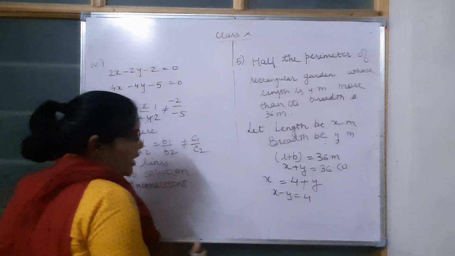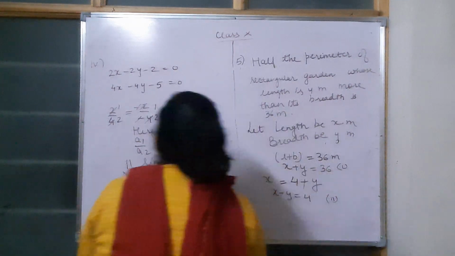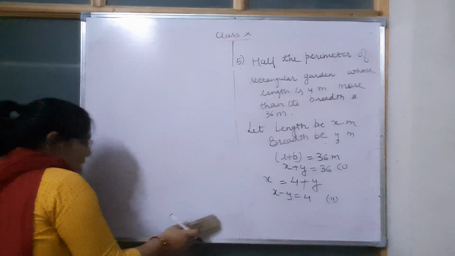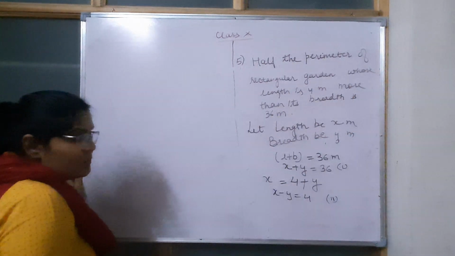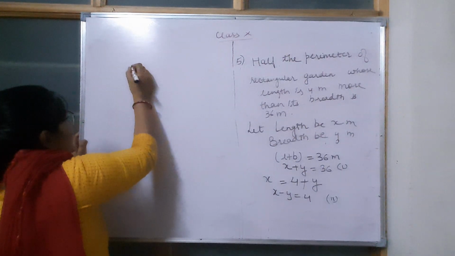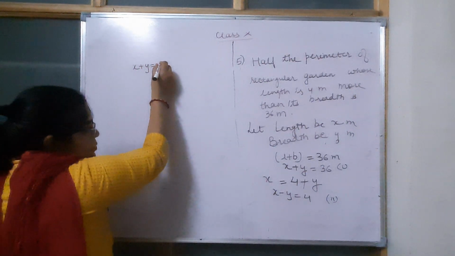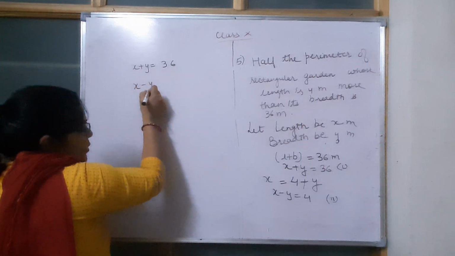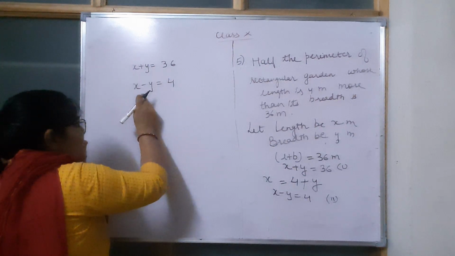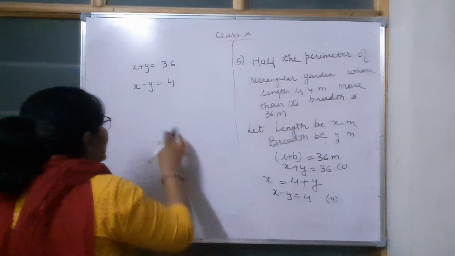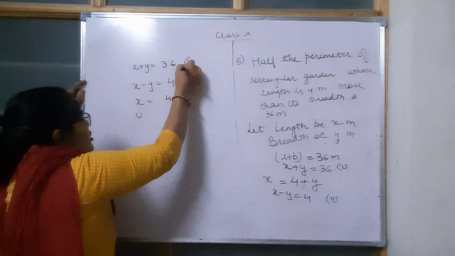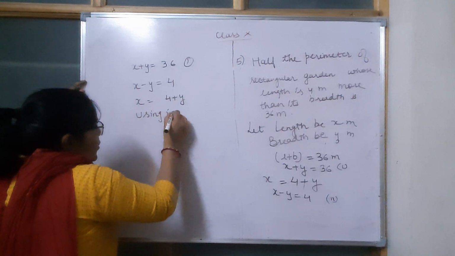Alright. So here we have two equations and now we will be solving it using the substitution method. When I start the next exercise, I will also explain the elimination method, which is easier to apply. Just look here. We have two equations, x plus y equals to 36, and here we have another equation. We can find out the value of x or the value of y, whichever you wish. Now I am using this. So x is 4 plus y. We are using this value in equation 1.